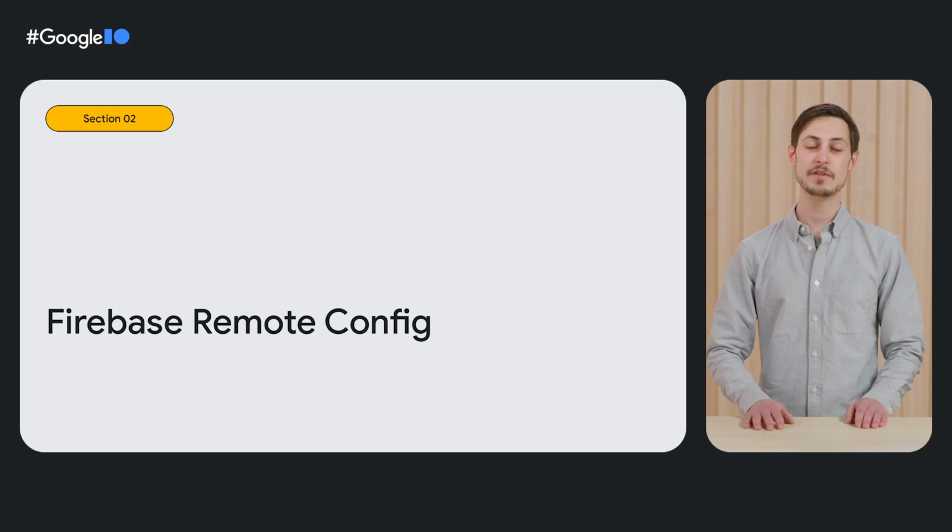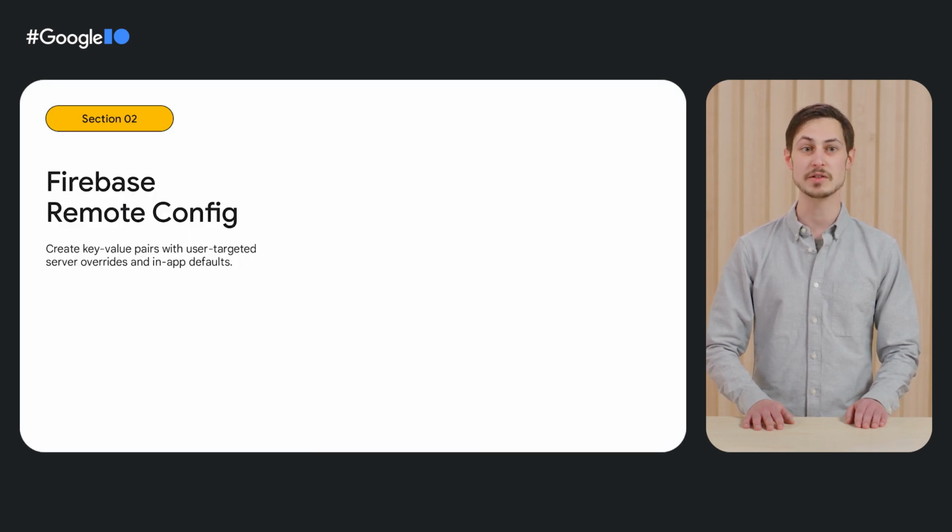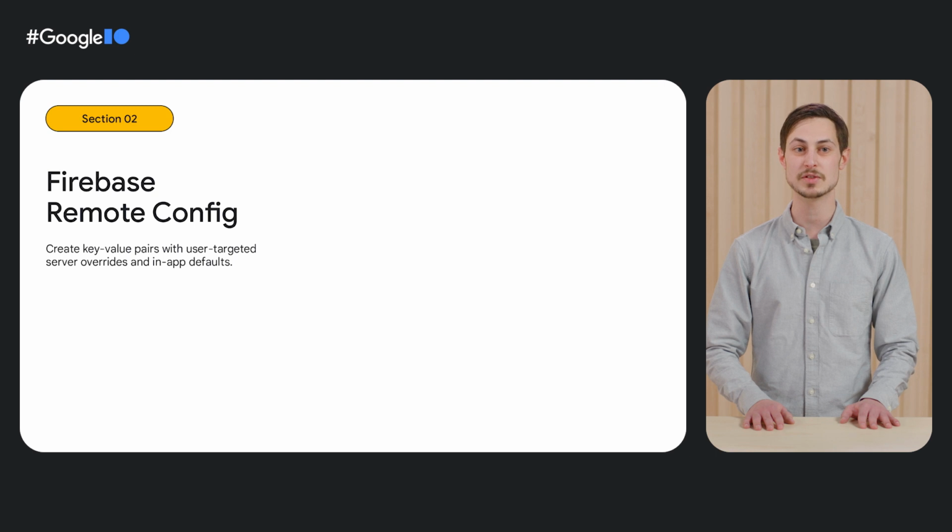If you're intrigued by the power of feature flagging, you might ask how you'd implement it in your app. Firebase Remote Config can help. Remote Config is a cloud service that enables you to configure your apps without releasing a new version. Here's how it works. You create key value pairs called parameters, where you set values on the server side and have in-app defaults to fall back to in case of network connectivity issues.